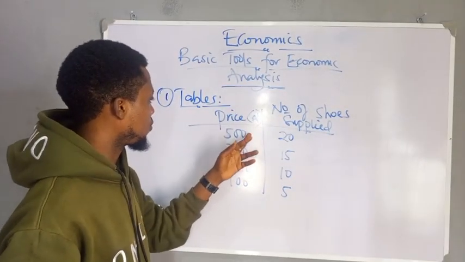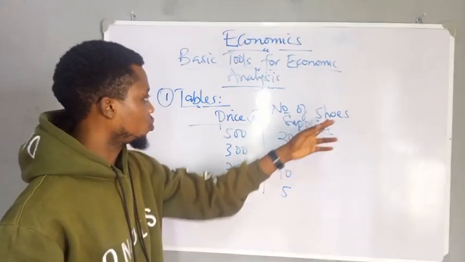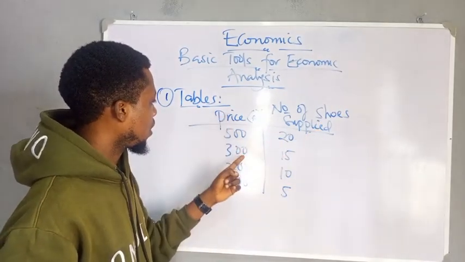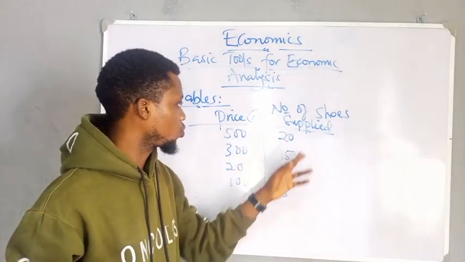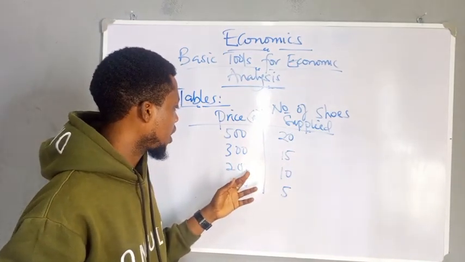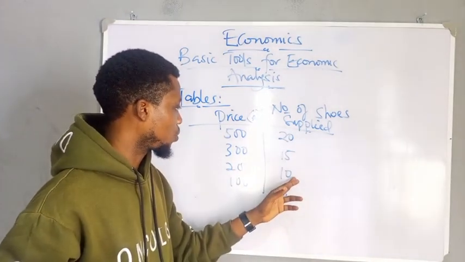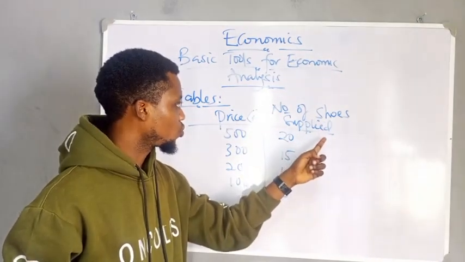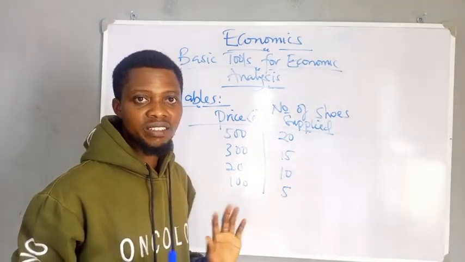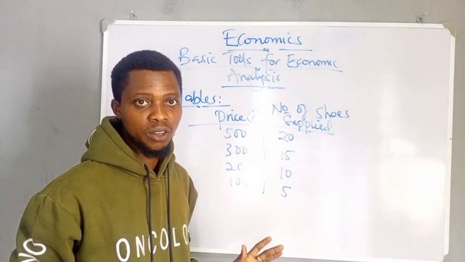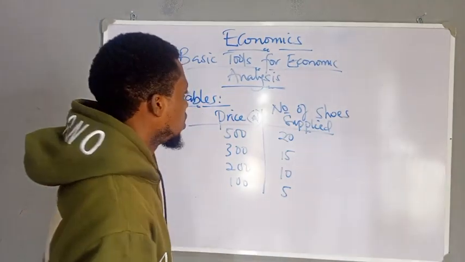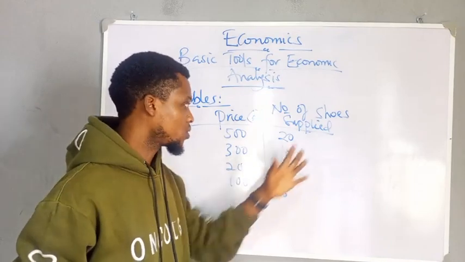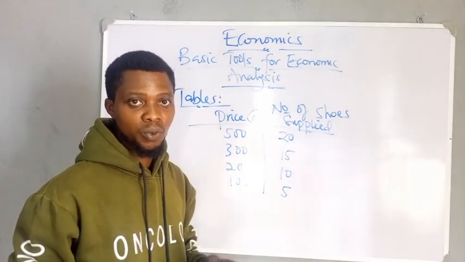We have price 500 naira, number of shoes supplied 20, price 300 naira, number of shoes supplied 15, price 200, number of shoes supplied 10, and price 100 naira, number of shoes supplied 5. This is a typical example of what a table is all about. So keep this somewhere. We might use this information subsequently.